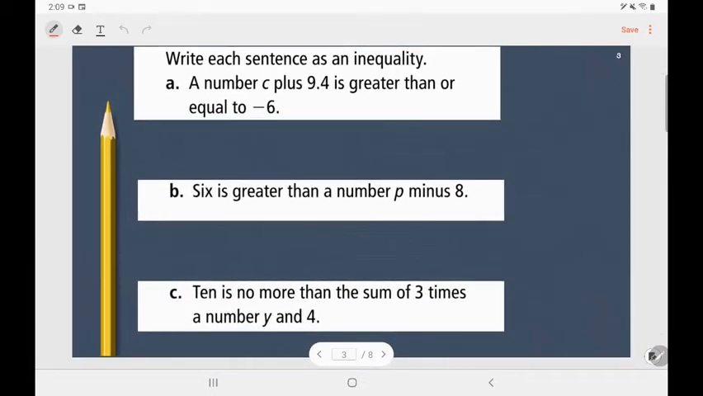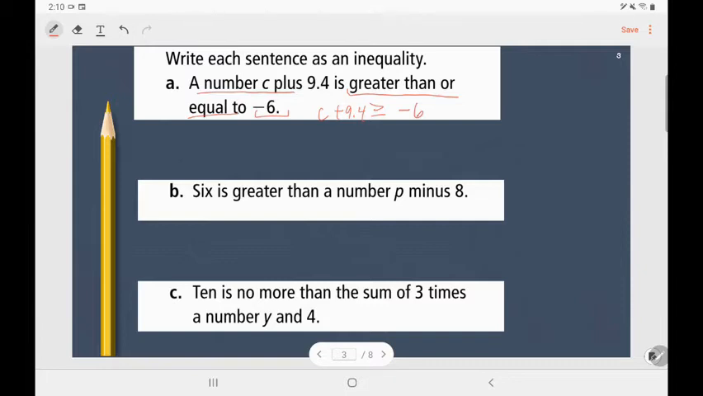If I'm writing the sentence, a number C plus 9.4 is greater than or equal to -6, I'm going to first find my word that represents an inequality, greater than or equal to. I'm going to write that symbol down, greater than or equal to. And on either side of that symbol, I'm going to write the phrases that are on either side of it. So C plus 9.4 and -6 on the opposite side. And that's my inequality. Let's go ahead to example B.